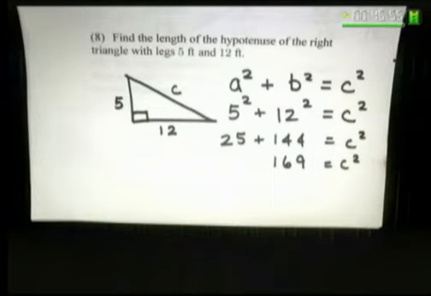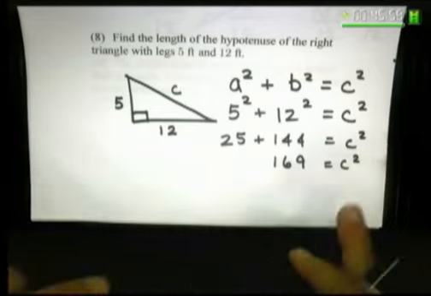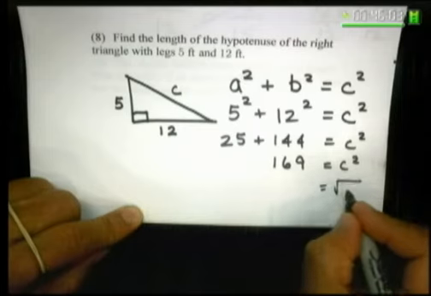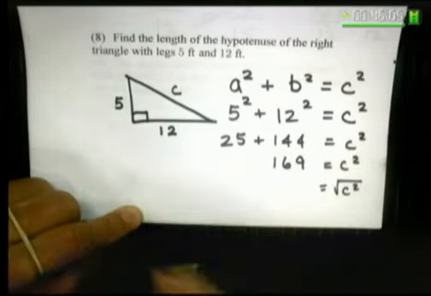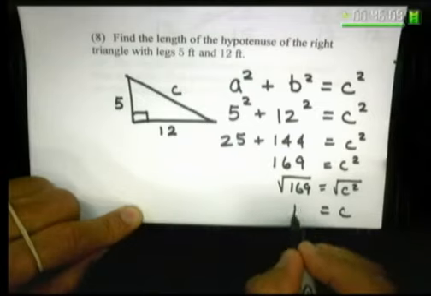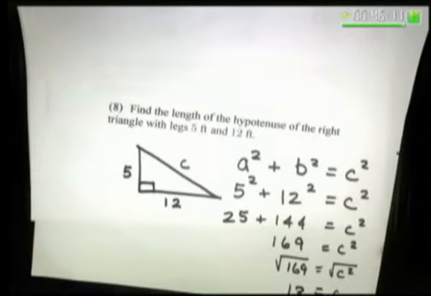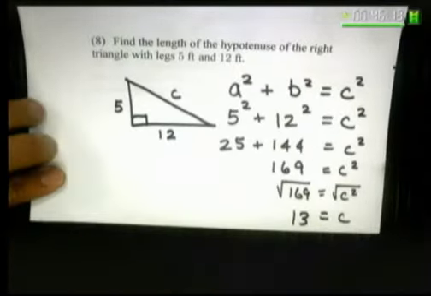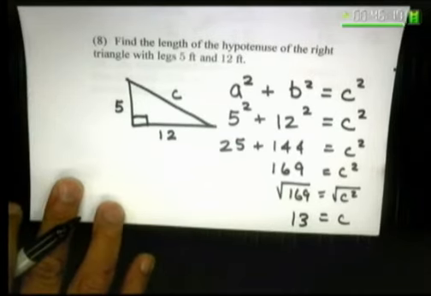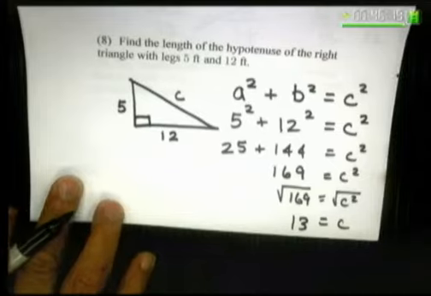But we're not done because they don't want to know what C squared is. They want to know what C is. How do we get rid of something squared? You take the square root of it. So what's the square root of 169? C equals 13. And you are done. And we know the length of that side is 13. All right, good luck on your test.